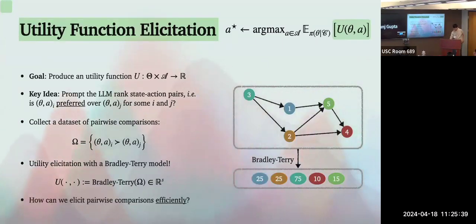So we're going to do this for all of the state action pairs that we're going to sample from the forecasting distribution as well as the possible action space through a large language model for a decision-making task.